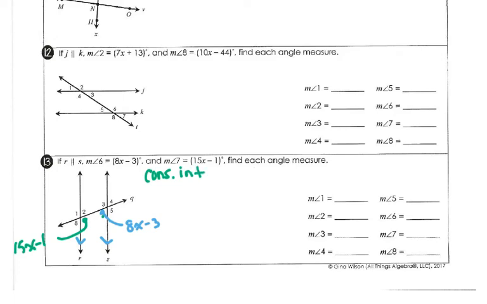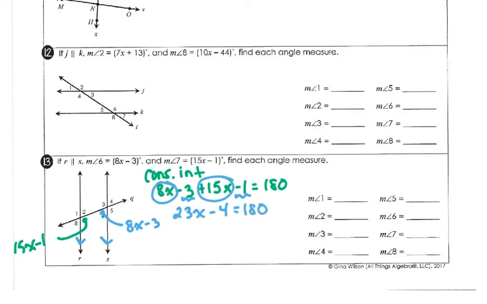Now, with consecutive interior angles, we know that they are supplementary, so they have to add up and equal 180. So that's what I'm going to do. And then I'm simply going to combine like terms. So 8x plus 15x, that's going to give me 23x, minus 3 minus 1, gives me negative 4, is equal to 180.